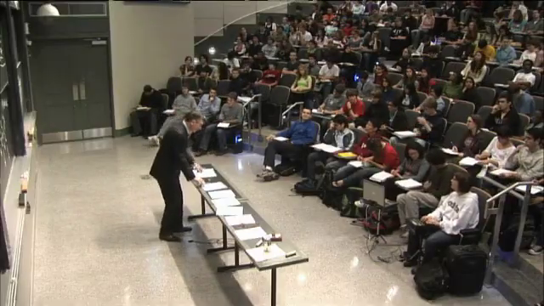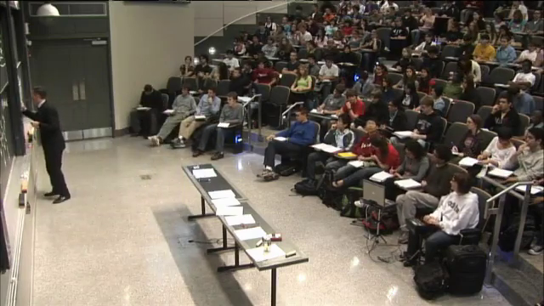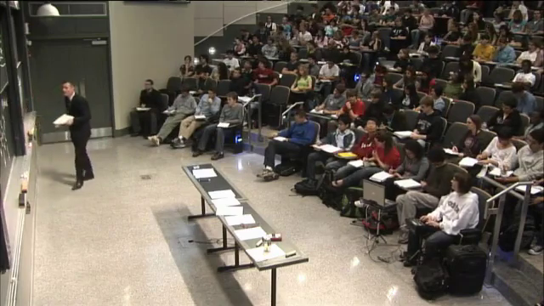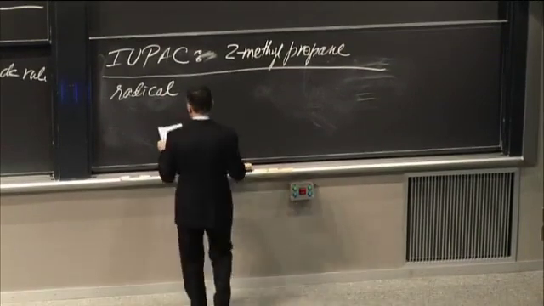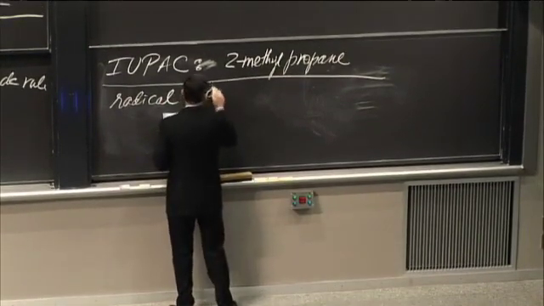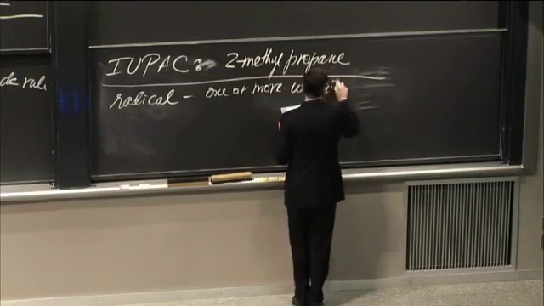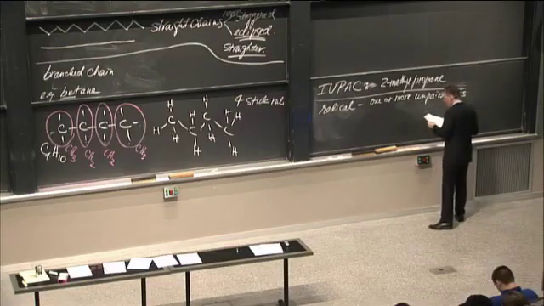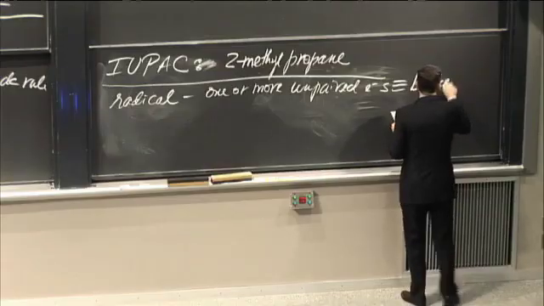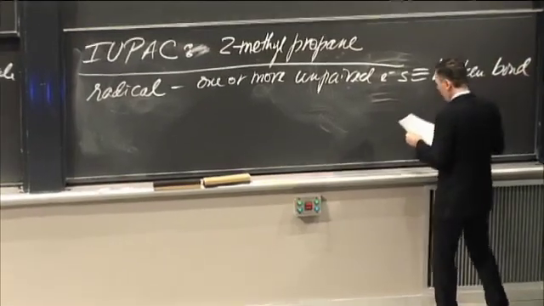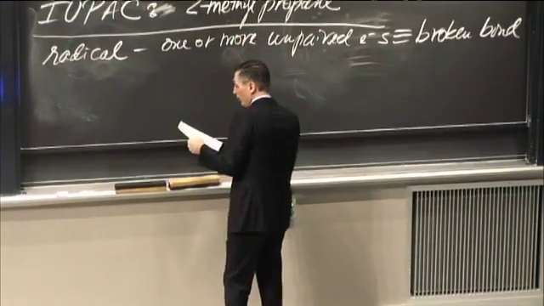All right. Well, there's one other thing I want to talk about with alkanes, and that's about the radicals that form. A radical is a species with 1 or more unpaired electrons. This is a broken bond, one pair of electrons, equivalent to a broken bond. This is highly reactive because the unpaired electron is going to go look for a mate.